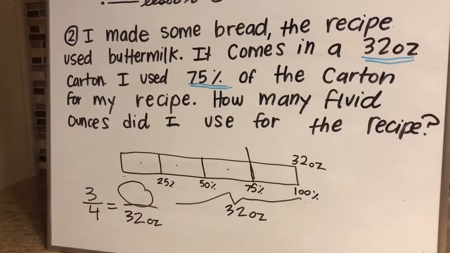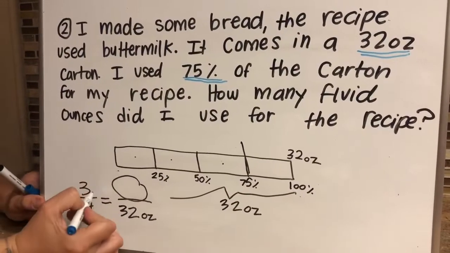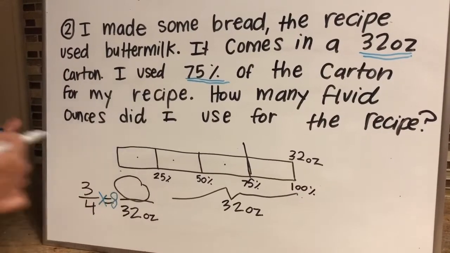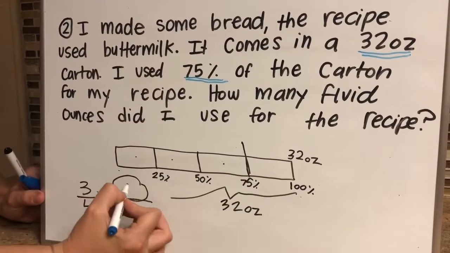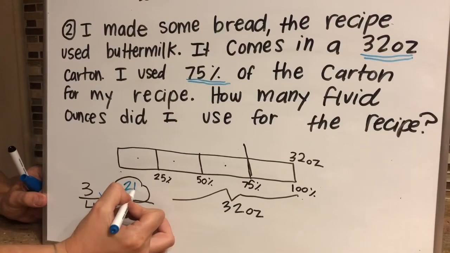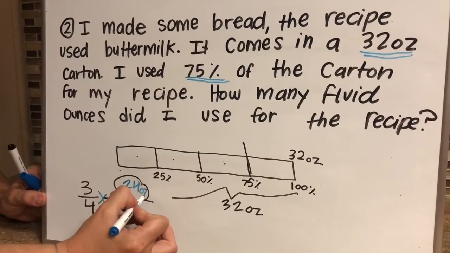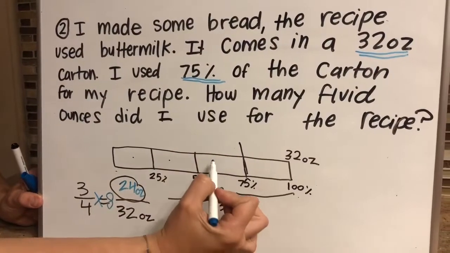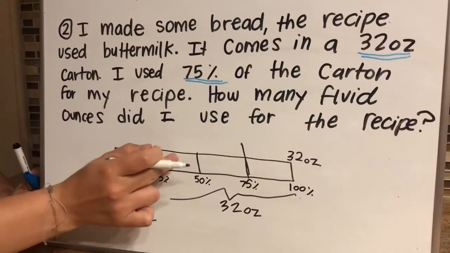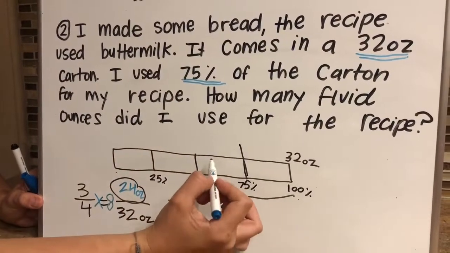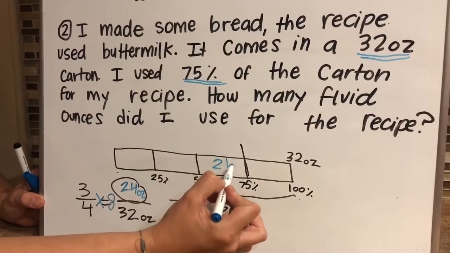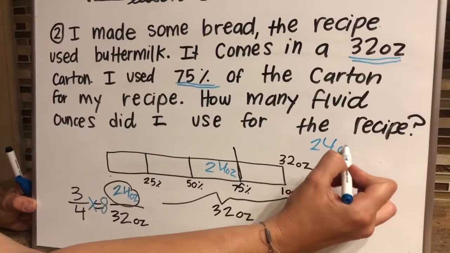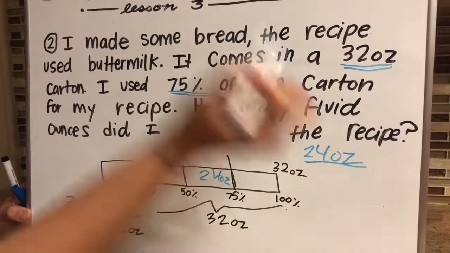And what we do to the bottom, we must do to the top. So now I need to multiply 3 times 8 to figure out that 3 times 8 is 24. Okay? So I know that 3/4 would be 24 ounces. I used 24 ounces for my recipe.